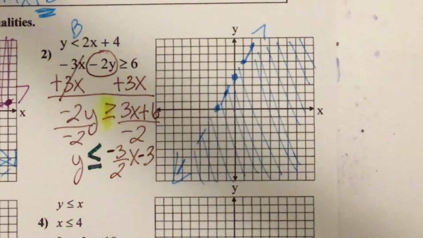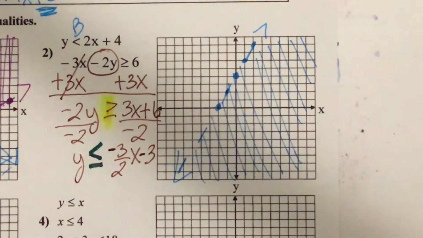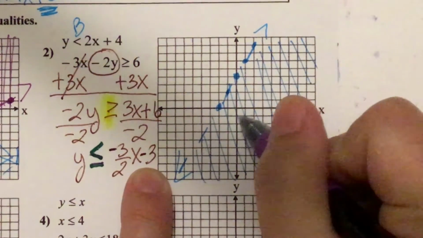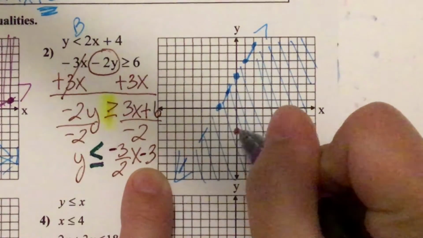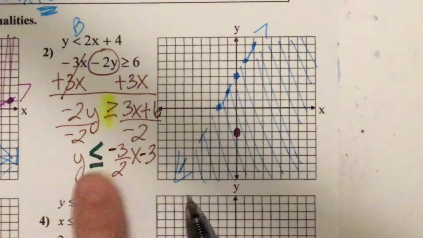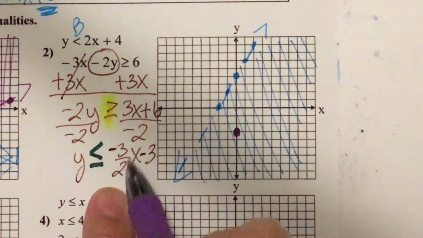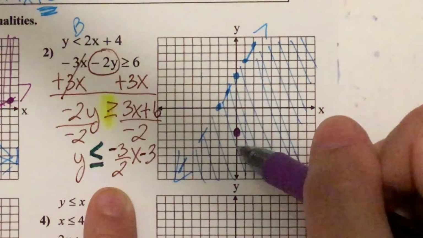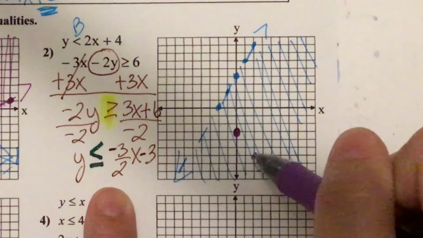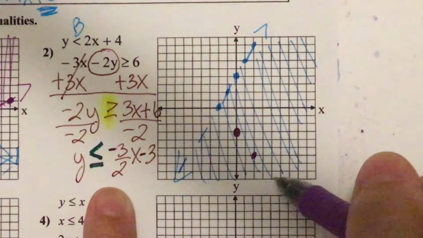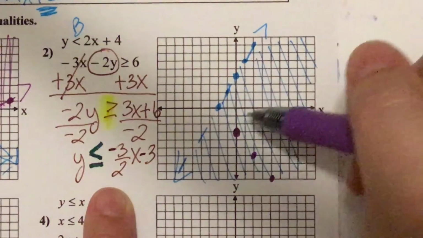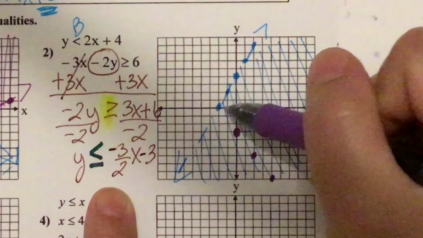Who's the y-intercept? Negative 3. Okay, so I'm doing this in a different color. So I'm going to plot negative 3 on the y-axis. And then a slope of negative 3/2 says go down 3, right 2. So down 3, right 2. Down 3, right 2. Or you can reverse it and go up 3 and left 2.